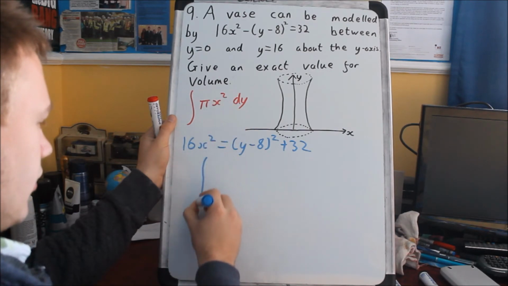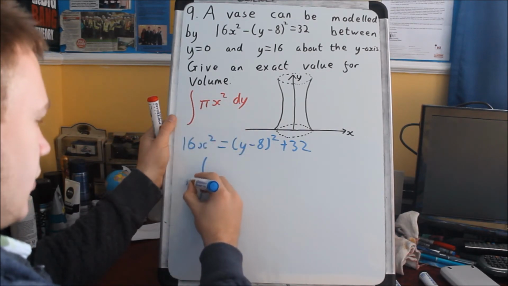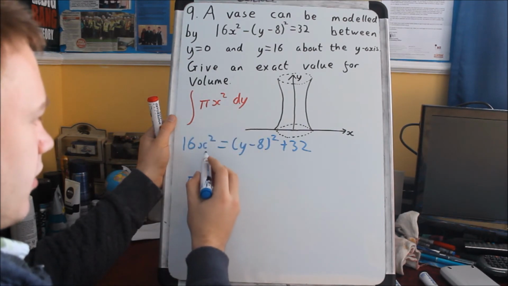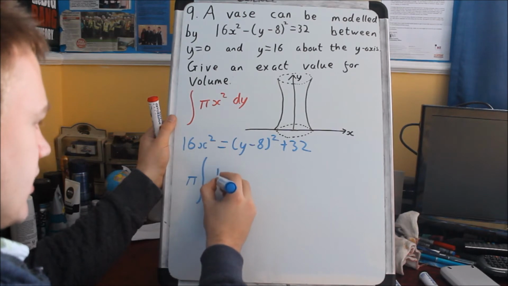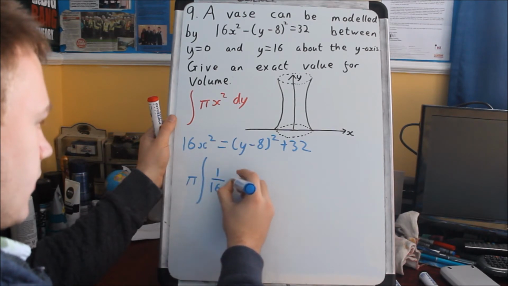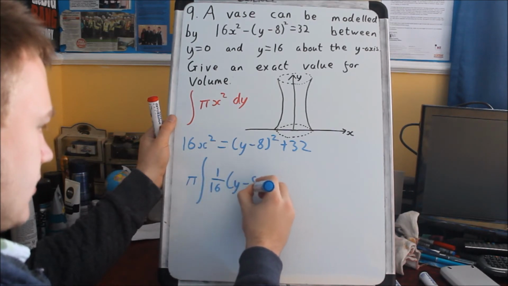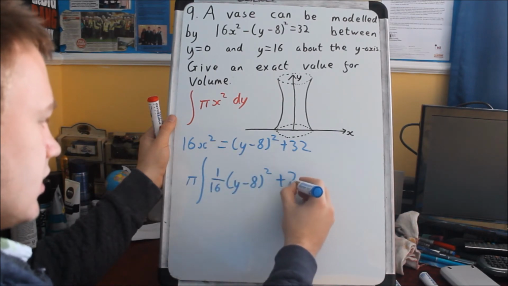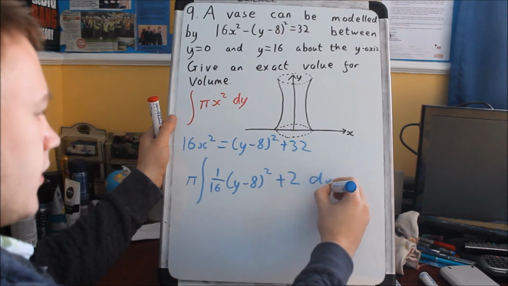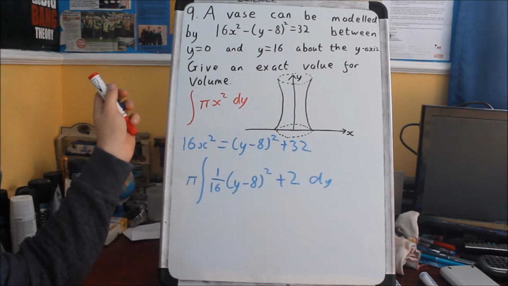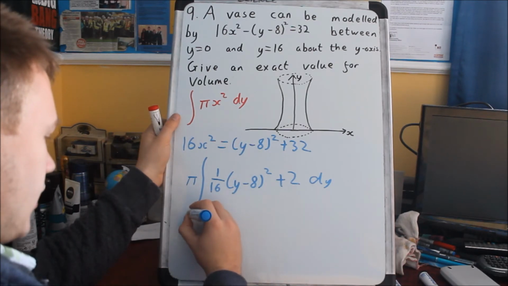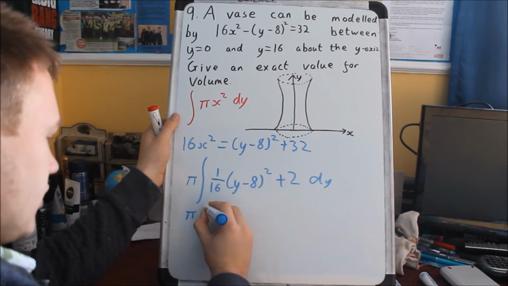So we've got the integral of, and we take this pi out and we deal with that at the end. And then we've got x squared dy, and we know that x squared, if we take the 16 over here, is going to be a 16th of this (y minus 8) squared, plus 32 over 16 is just 2, dy. So our first job is to integrate that. So we're going to have pi lots of.